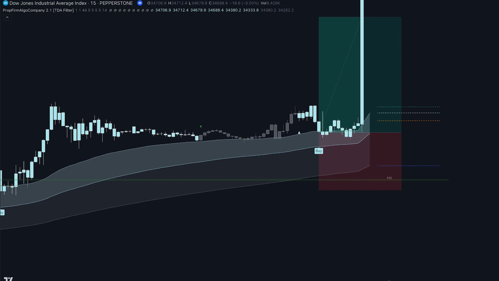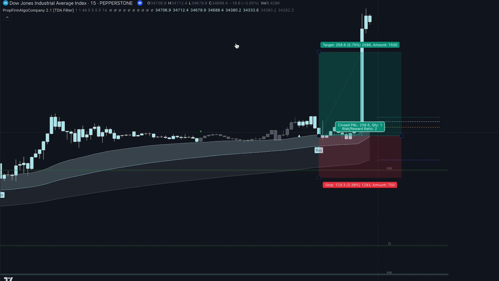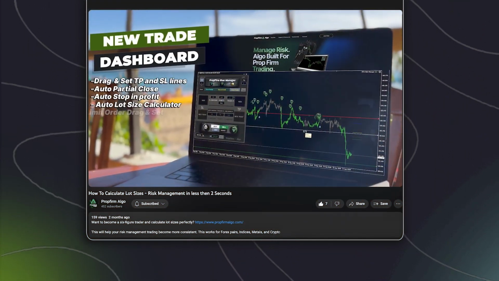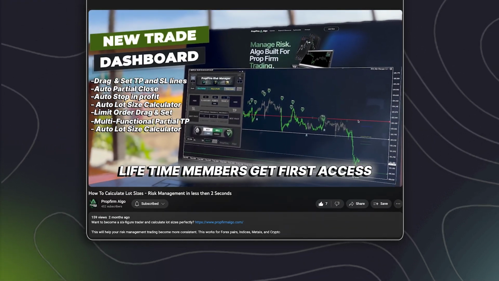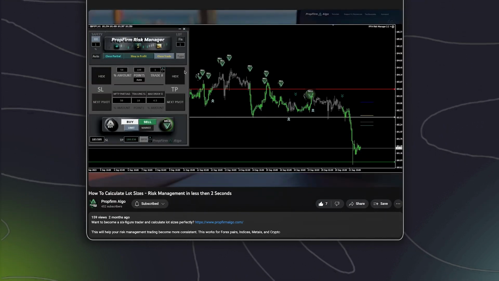Amazing. TP was smashed. So a couple things that we could have done that is not available on TradingView is using the risk manager for position sizing, automatic lot size calculation, automatic stop and profit, automatic trailing stop, and much more. This is a lifetime members only dashboard, which we'll cover in another video.